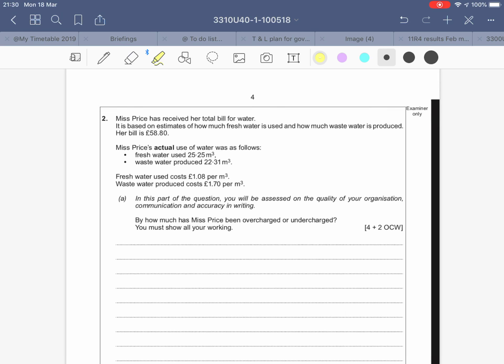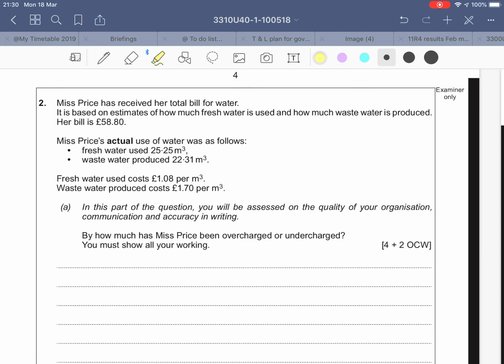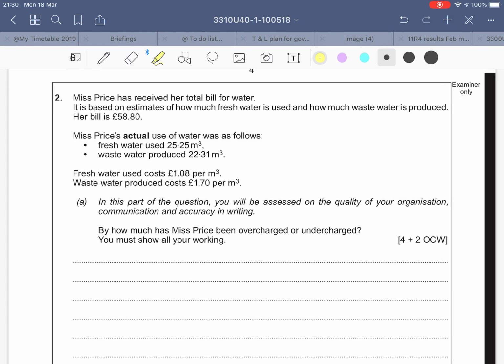Question 2. Miss Price has received her total bill for water. It is based on estimates of how much fresh water is used and how much wastewater is produced. Her bill is £58.80. Miss Price's actual use of water was as follows: fresh and waste. Fresh water costs, so they're linked, fresh water and then wastewater.